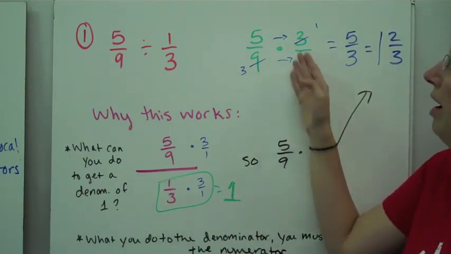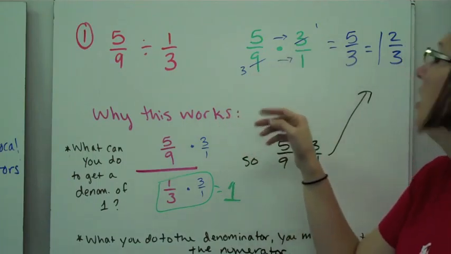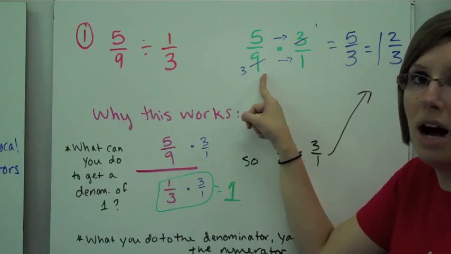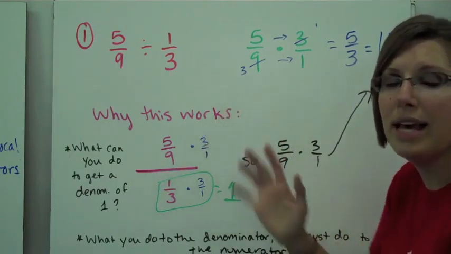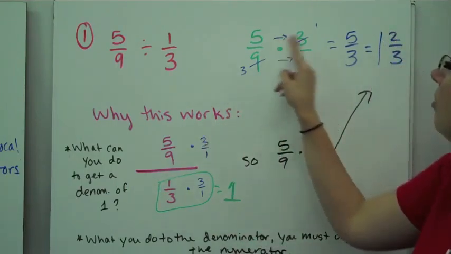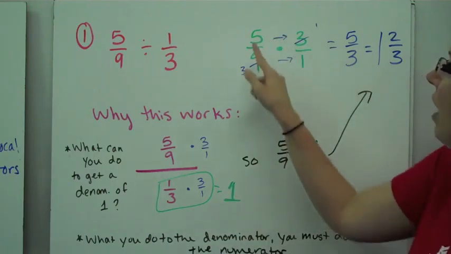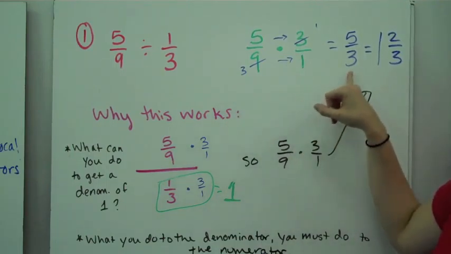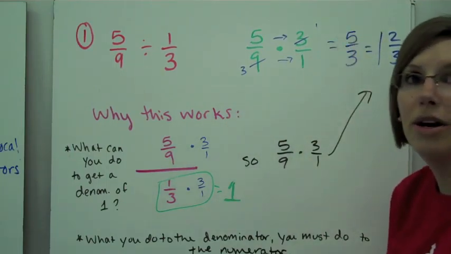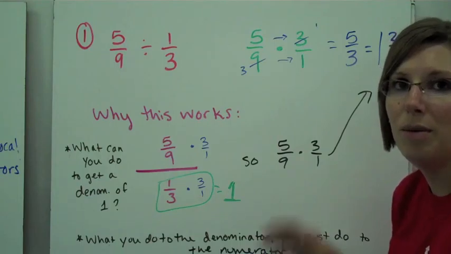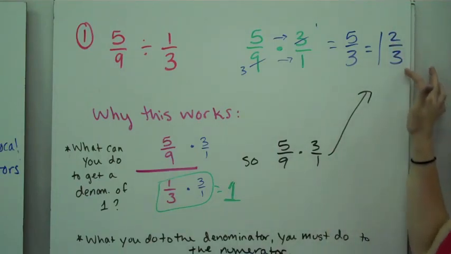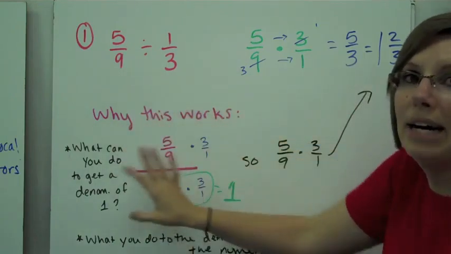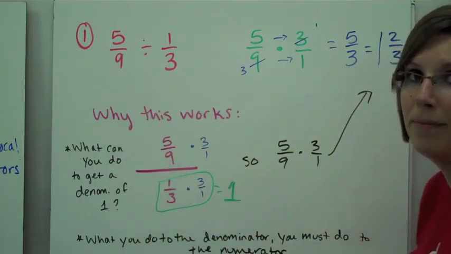5/9 times 3/1, I can cross cancel. 3 goes into 3 once, 3 goes into 9 3 times. That's cross canceling or cross reducing. Then you multiply the numerators. 5 times 1 now is 5, 3 times 1 is 3, and then change your improper fraction to a mixed number, 1 2/3. So this is the answer to this division problem, and down here is why it all works.